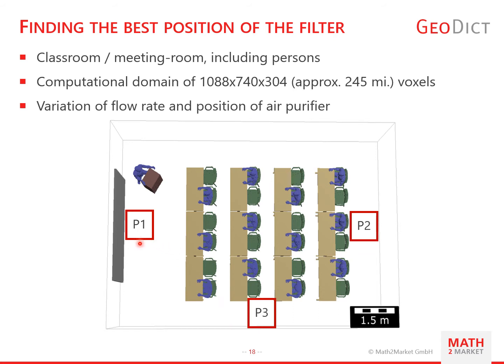And with such simulations, we can investigate the effects of air purifiers with different flow rates, and also the effects of their positioning in the room can be analyzed by running filtration simulations with GeoDict. This is an example that we did for this study. After importing the geometry of the room, we have a computational domain size of approximately 245 million. And in the next slides, we are showing the next steps.